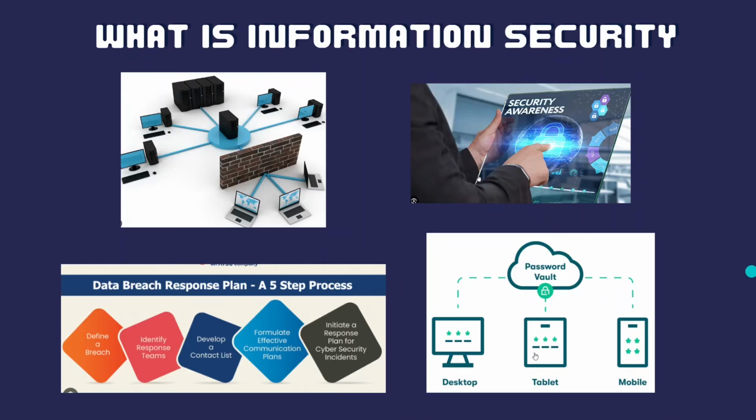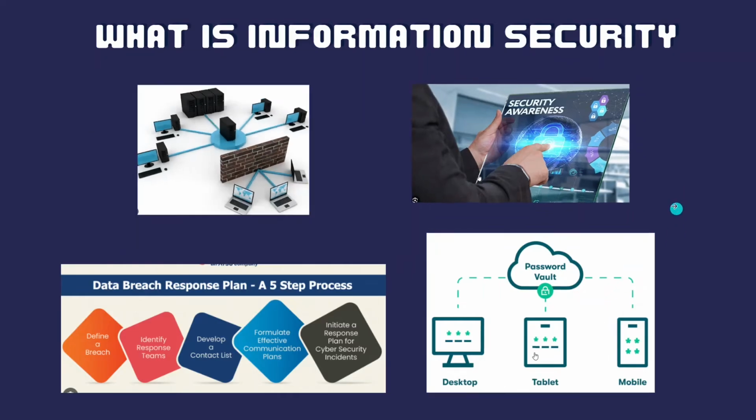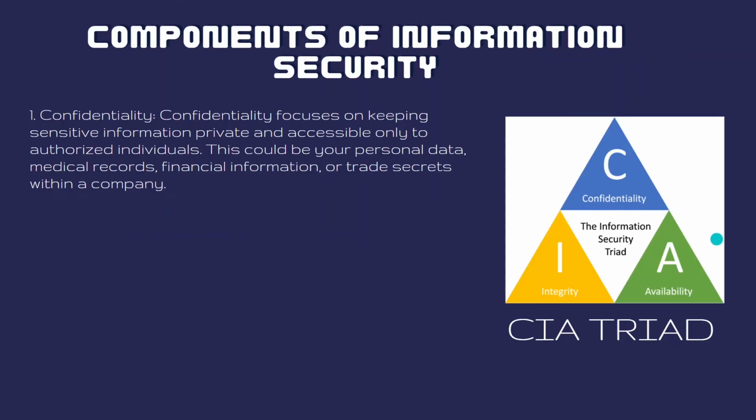Now let's delve into the core components of information security, which is often referred to as the CIA triad. So number one is confidentiality. Confidentiality focuses on keeping sensitive information private and accessible only to authorized individuals. This could be your personal data, medical records, financial information, or trade secrets within the company.